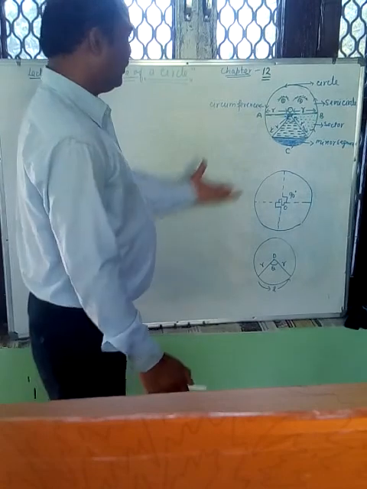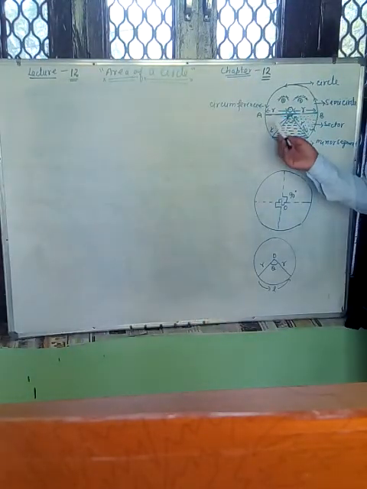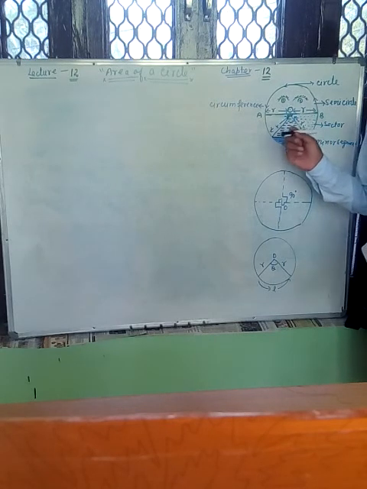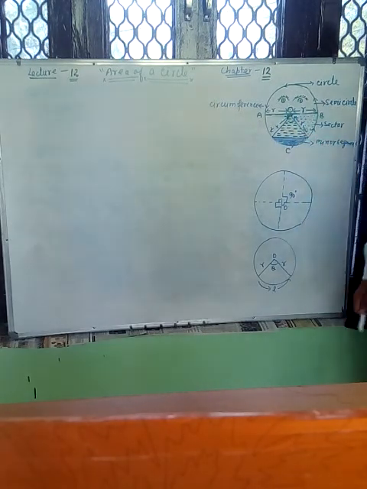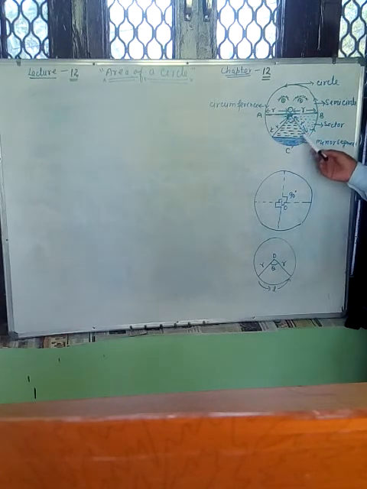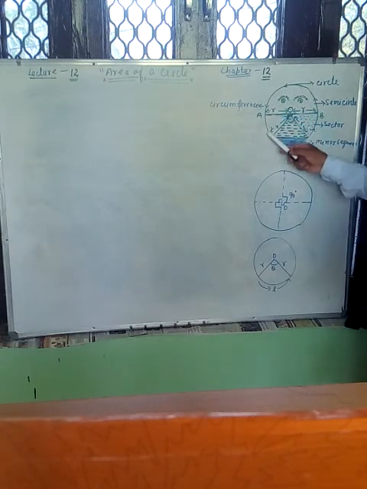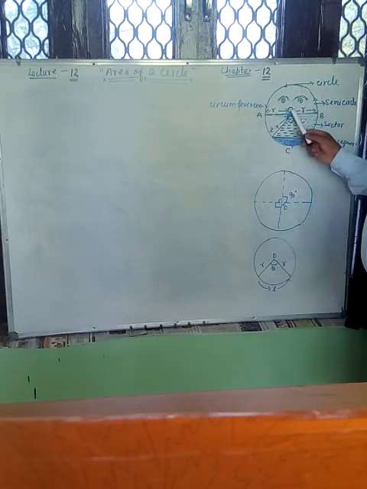So this is a circle, like a moon or sun. In this diagram we see many things. Here is a round shape. This is called a circle, and this is the center O.